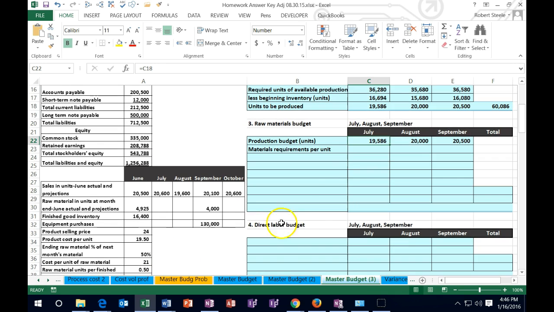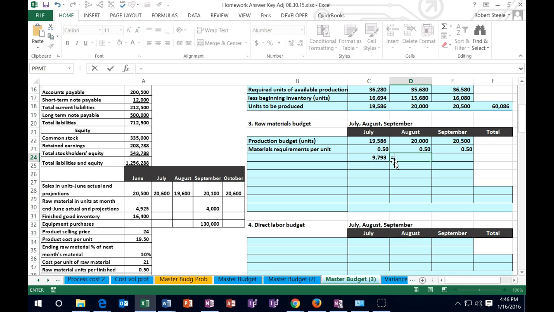So 0.5 units. So we're going to be up here, we're going to say it's 0.5, enter, and that's how many units that we will have. Then if we multiply that out, then for the 19,586, we're going to say it's only going to take the 0.5 units, and therefore we would need 9,793 units. We're going to do that for August. Well, first I got to put the 0.5 all the way across. 0.5 for August and 0.5 for September.